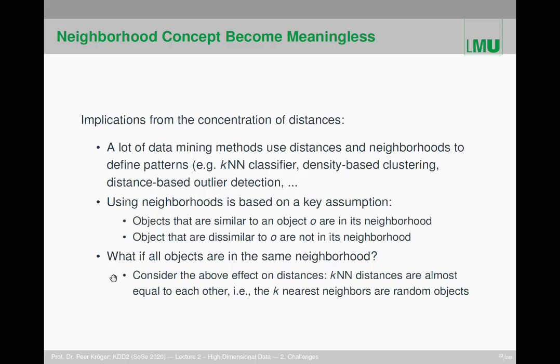But now consider this concentration problem. All objects tend to have the same distance to each other. So what kind of impact does that have on a neighborhood? KNN distances are almost equal to each other. How do you use the KNN distance to classify, or take it as an outlier score? The K nearest neighbor is a random object and not really significant anymore in that case. So that is a huge impact for all those distance-based methods.